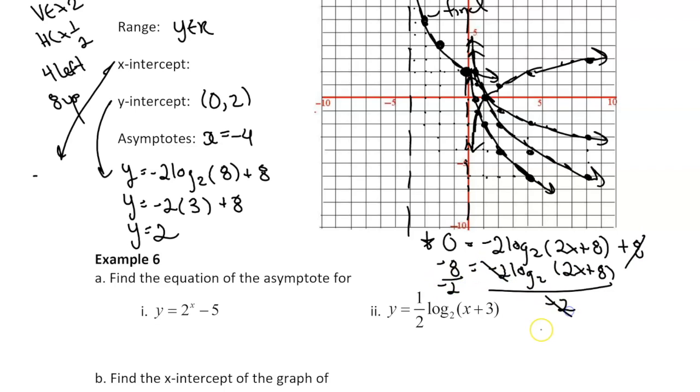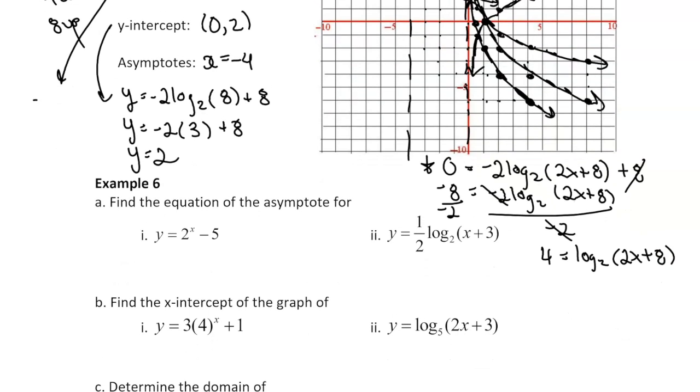And so if we do that, we would get 4 equals log base 2 of 2x plus 8. Let's put that into exponential form. 2 to the power of 4 equals 2x plus 8. 16 equals 2x plus 8. And then if we solve for x, I get a pretty nice answer here.